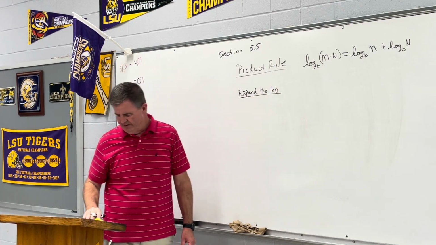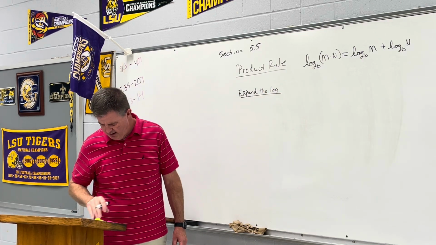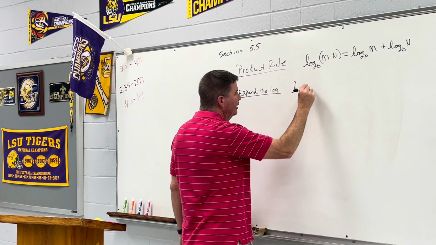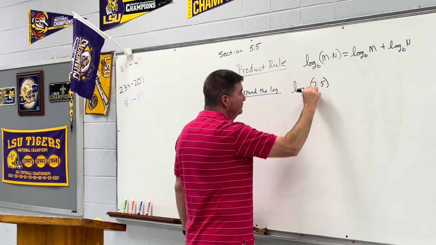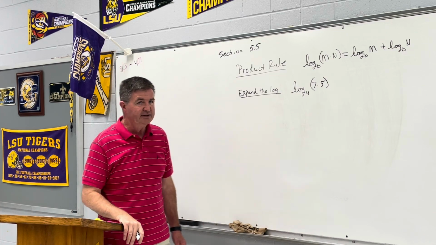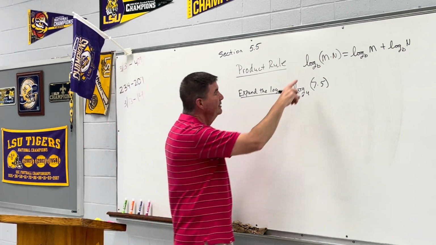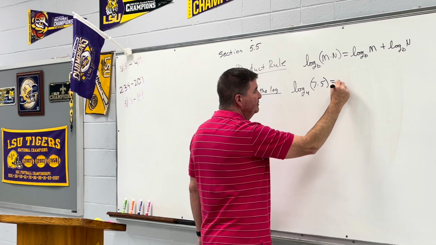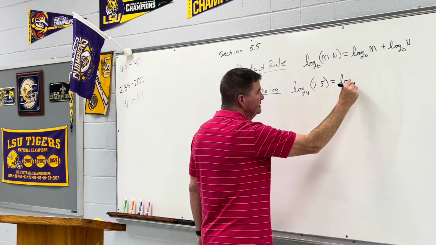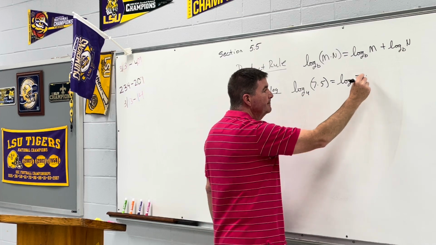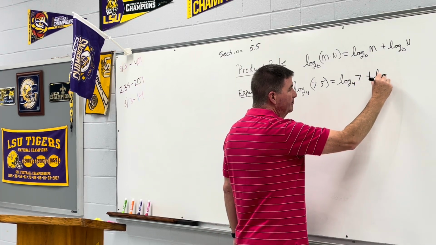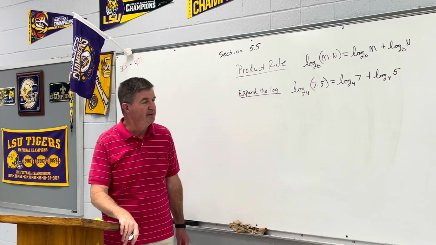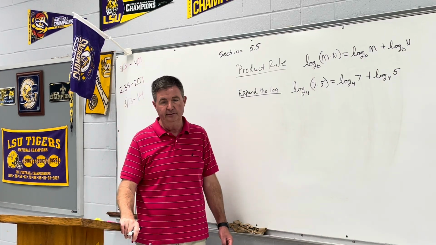Expand the log. They're going to give us log base 4 of 7 times 5. If this is what they gave us, then by using the product rule, these two are multiplied together. This could be written as log base 4 of 7 plus log base 4 of 5.